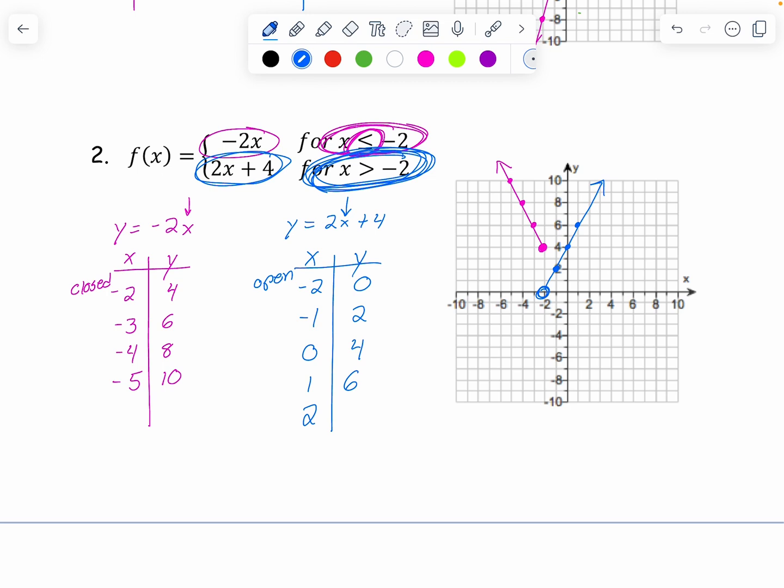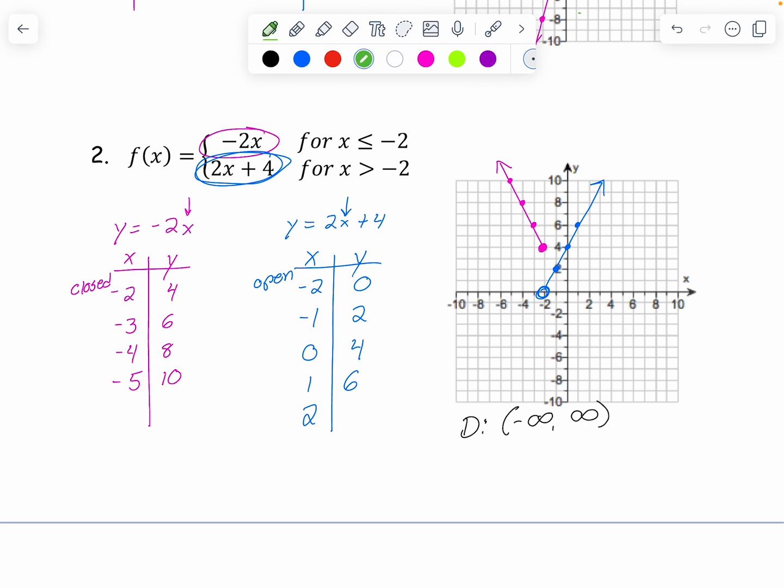Now let's talk about our domain and range. So for the domain, again, just like on the other one, we have here all the x values that are smaller than -2 and -2 itself. Here we have all the values that are bigger than -2. So again, that includes everything. So our domain would be -infinity to +infinity.